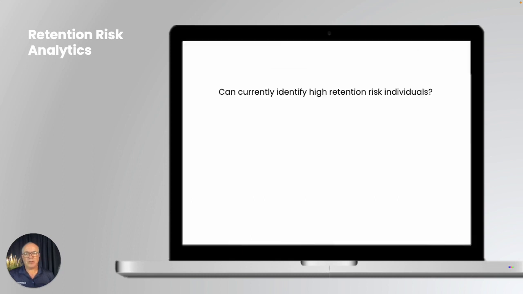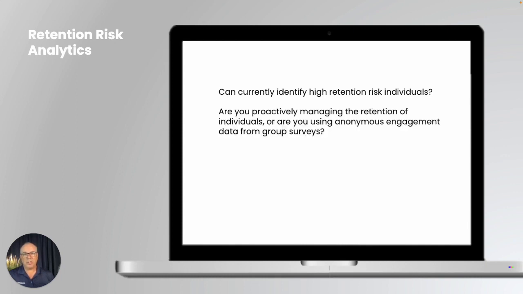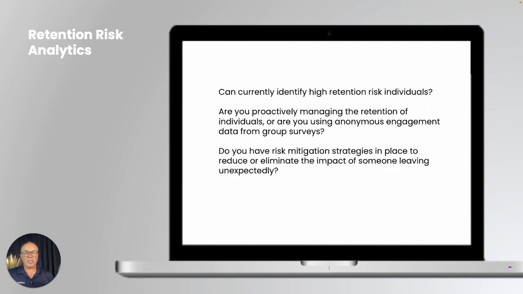Some of the questions you can think about here are: can we currently identify high retention risk individuals? Are you proactively managing the retention of specific individuals, or are you using anonymous engagement data from group surveys? The third question: do you have a risk mitigation strategy in place to reduce or eliminate the impact of someone leaving unexpectedly? And who would benefit most from this particular conversation?